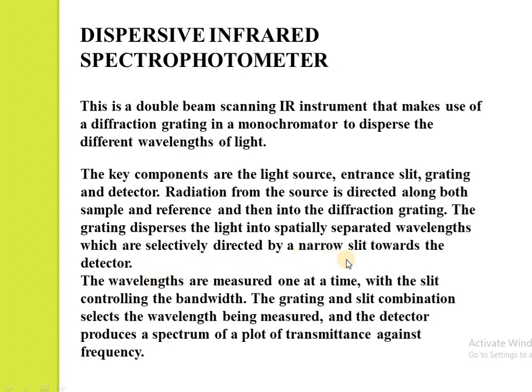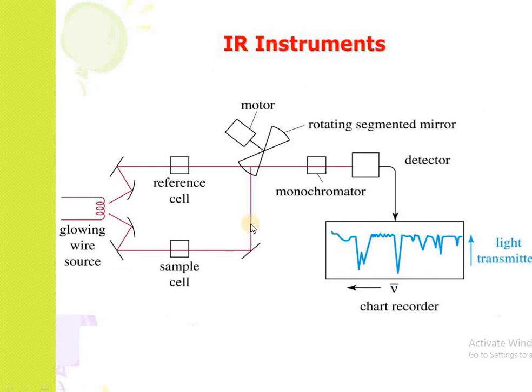Wavelengths are measured one at a time, with the slit controlling the bandwidth. The grating and slit combination selects the wavelength being measured, and the detector produces a spectrum, or a plot of transmittance against frequency. We can see the instrument as follows. So this is the instrumentation.